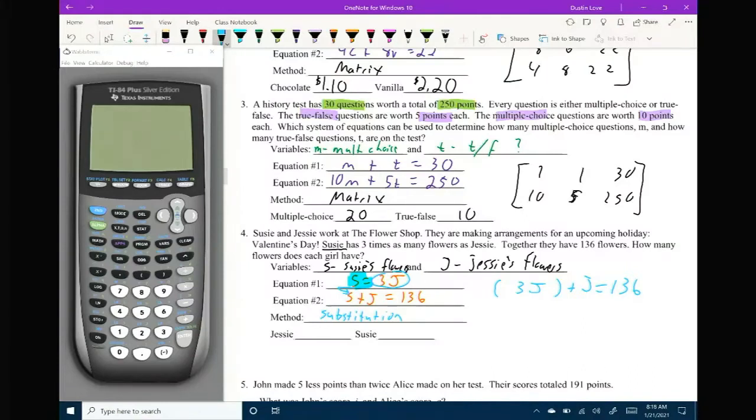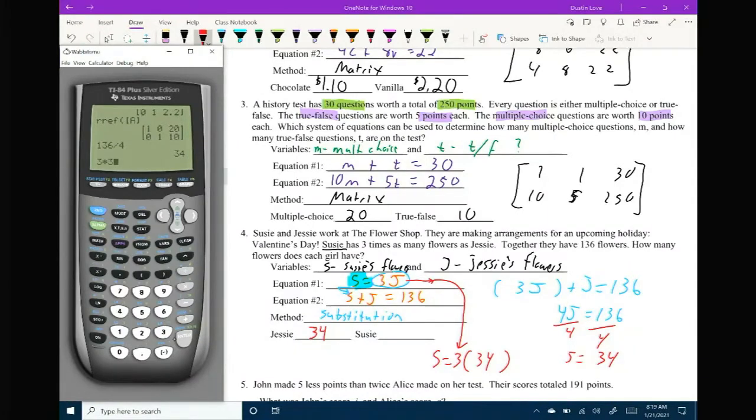Now I'm going to solve. There's no distribution to do, and so 3J plus J is just 4J equals 136. Now we're going to divide both sides by 4, and so 136 divided by 4 is 34. Now Jesse gets 34 flowers, and then for Susie, I'm going to come down here. S is equal to 3 times J, which is 34, and so 3 times 34 tells me that Susie has 102 flowers.